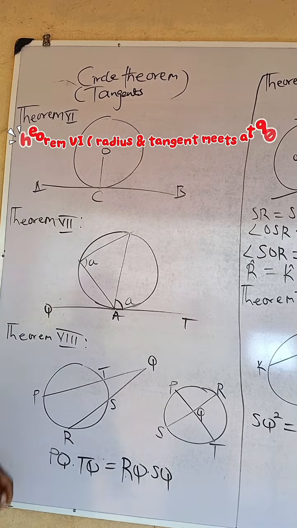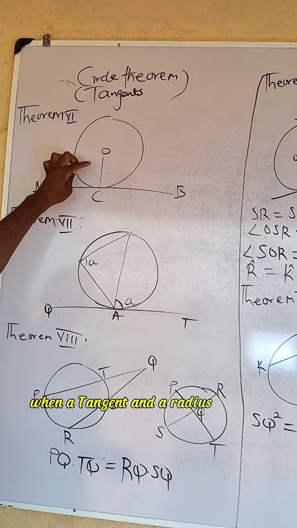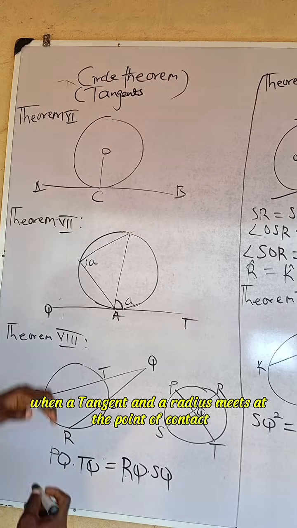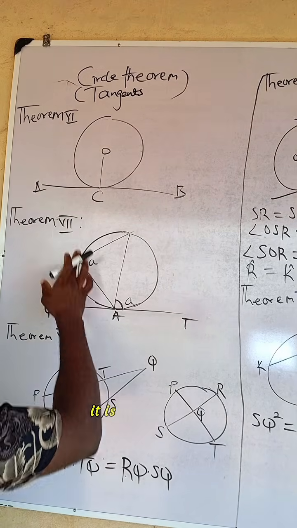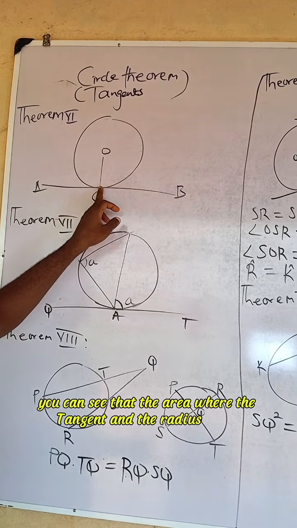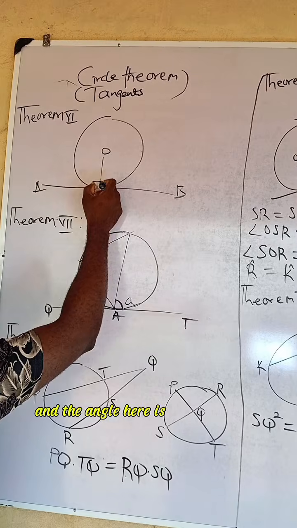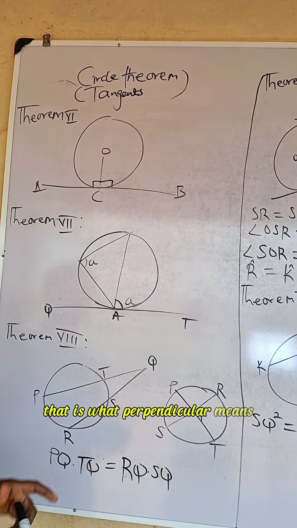Theorem 6. When a tangent and a radius meet at the point of contact, it is perpendicular. You can say that the area where the tangent and the radius meet is perpendicular. That means the angle here is 90 and the angle here is also 90 degrees. That is what perpendicular means.